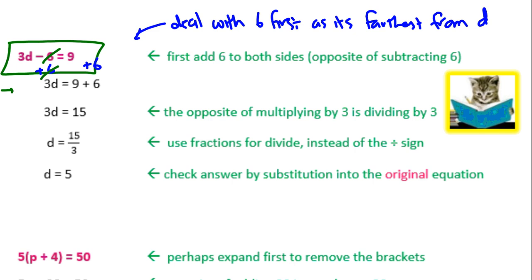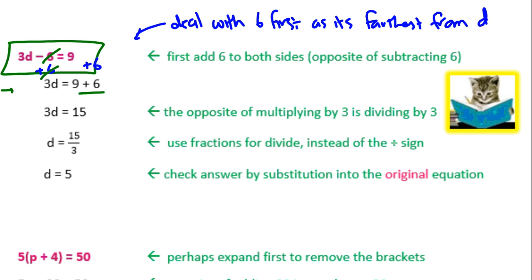And then 9 should go straight down to where it was, and the plus 6 should come after it, because the thing you're doing to both sides shouldn't appear before the 9. It's fine with adding, because 9 plus 6 is the same as 6 plus 9, but with subtracting, it's an issue, because 9 minus 6 is different to 6 minus 9. So we've got 3d equals 9 plus 6.